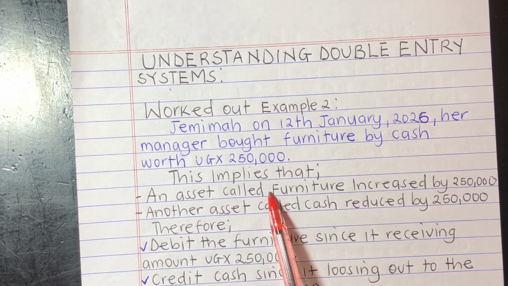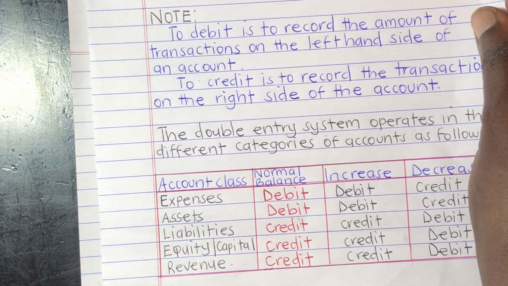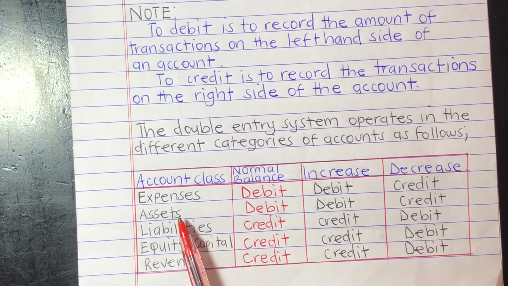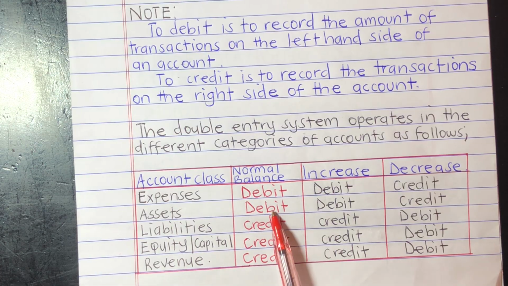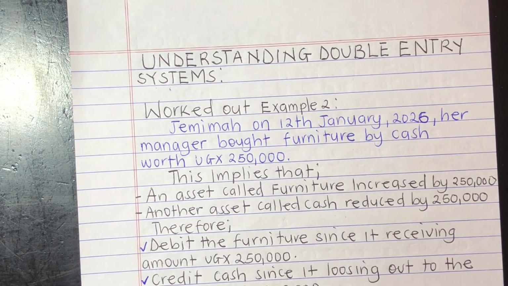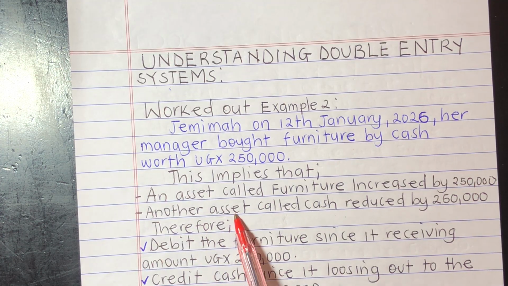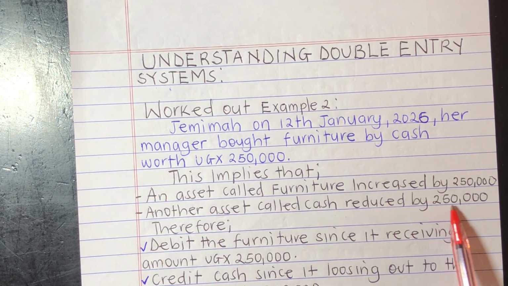So if an asset increases, from the table I gave you last time, I showed you that when an asset increases, we debit it. The normal balance of an asset is a debit. So if furniture increased, we're going to debit the furniture account and then credit the cash account because it was reducing. An asset called furniture increased by 250,000. Then another asset called cash reduced by 250,000.